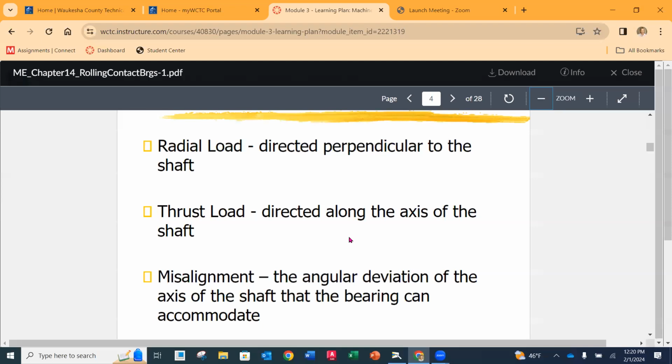Now in our machine design elements, we aren't going to be going quite that far, because we're not going to be incorporating them into a design until we do our gearbox project.